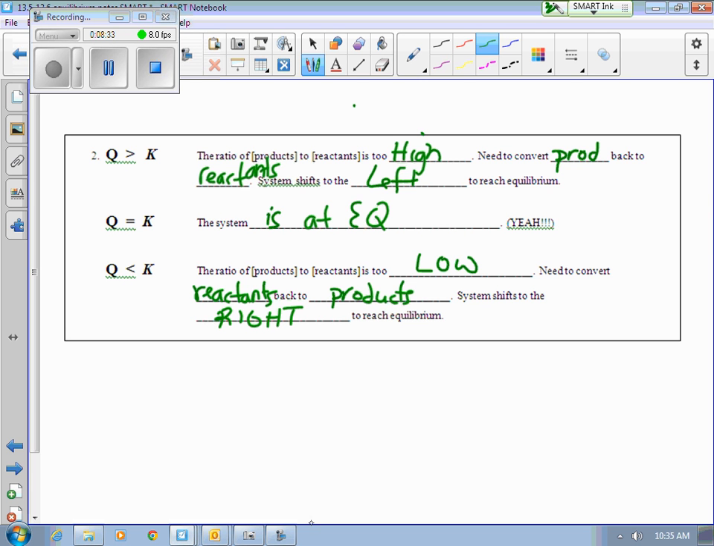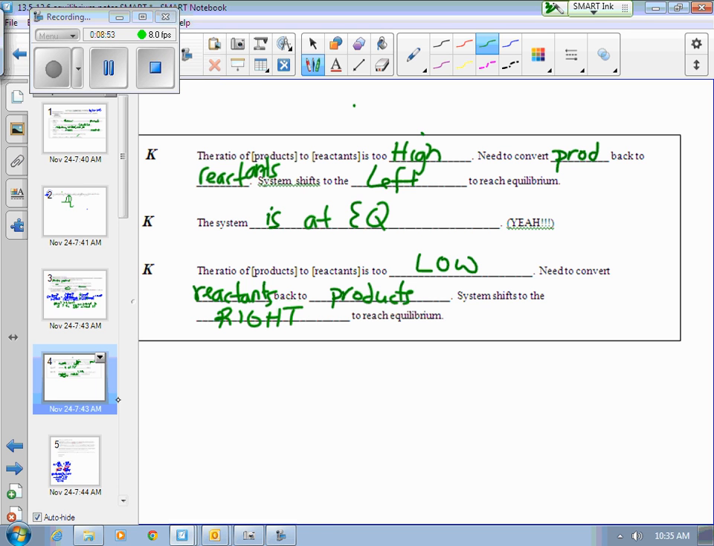Okay? We're going to do a ton of Q problems. The basic idea is that I'm going to give you a bunch of random conditions that are not at equilibrium. You solve Q just like you do K, but then you compare your value for Q to K to decide what to do from there. Okay? Alrighty, moving right along.